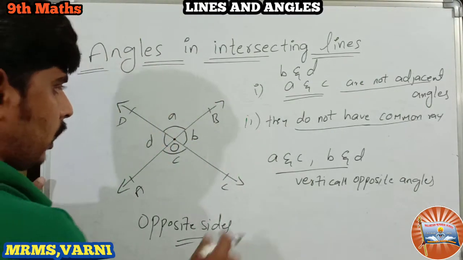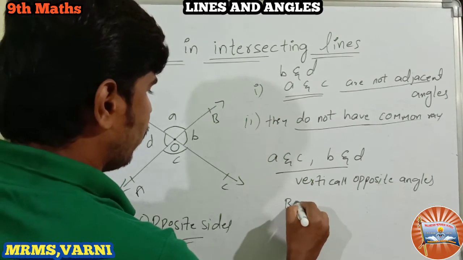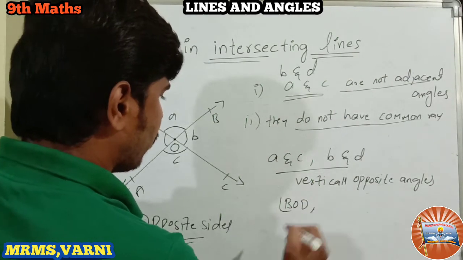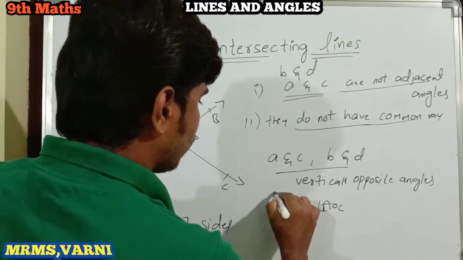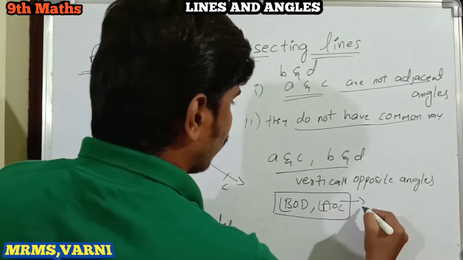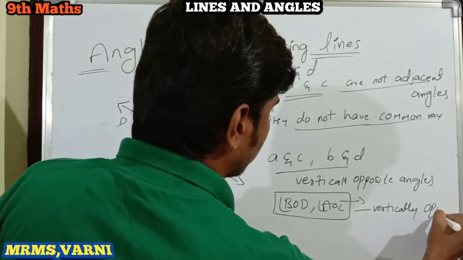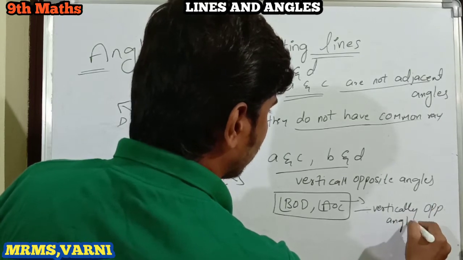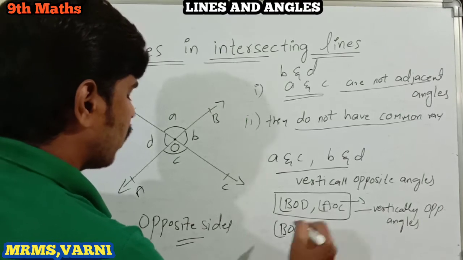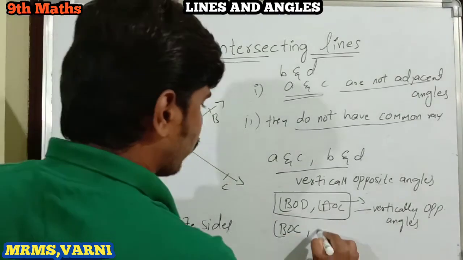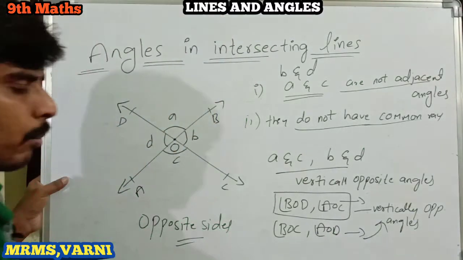Angle A is nothing but angle BOD, so angle BOD and angle AOC are vertically opposite angles. And next, angle BOC and angle AOD are called vertically opposite angles.